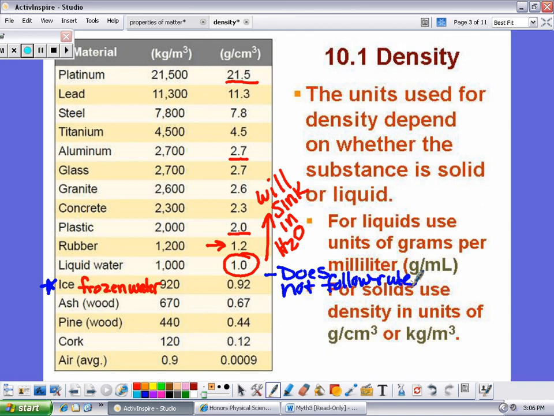Because of water's unique molecular makeup, it actually expands. Frozen water expands when frozen. So therefore, the density is less than 1. So anything that is less than 1 is going to float in water. So next time you put ice in a glass of water, notice the ice cubes float.